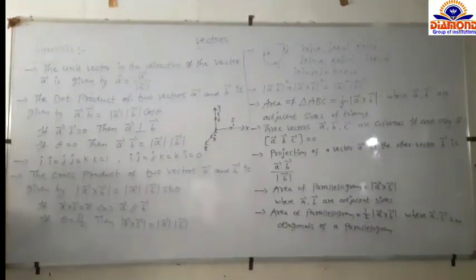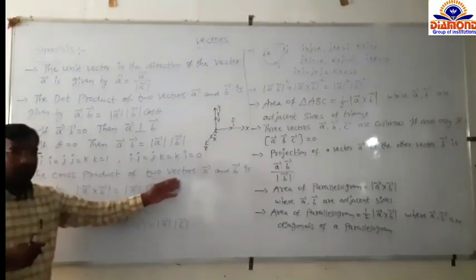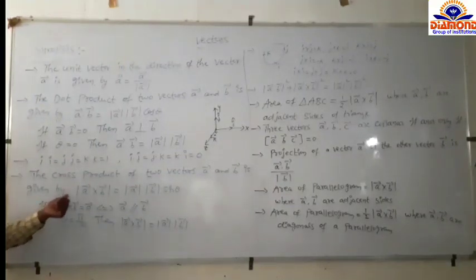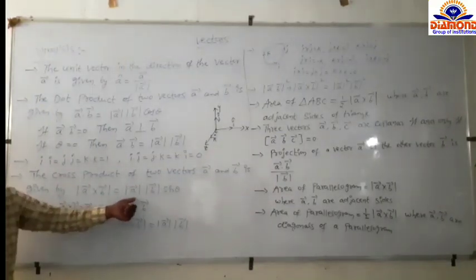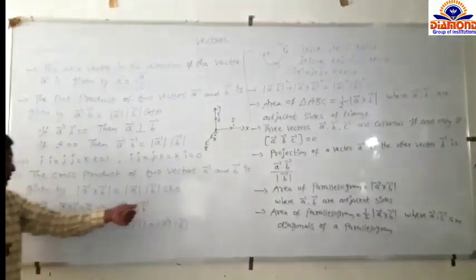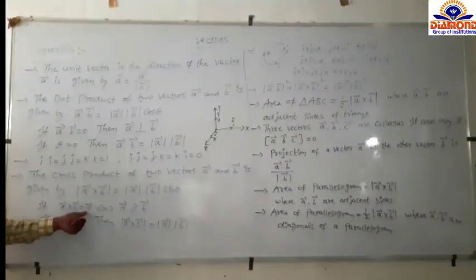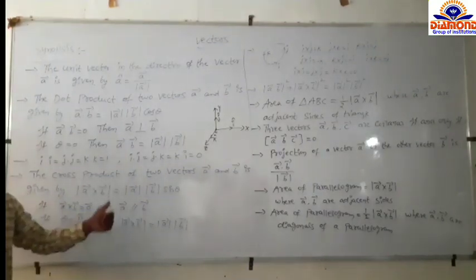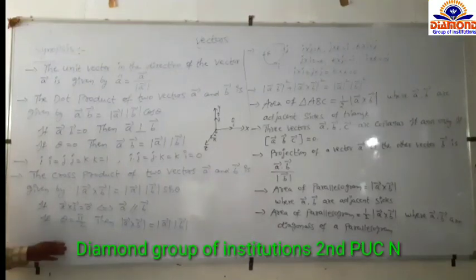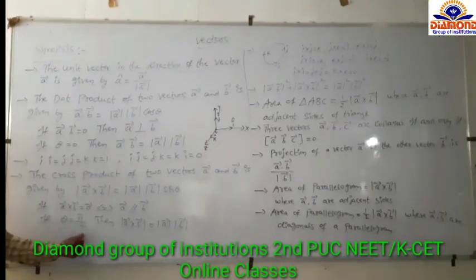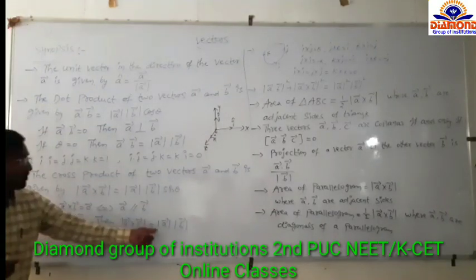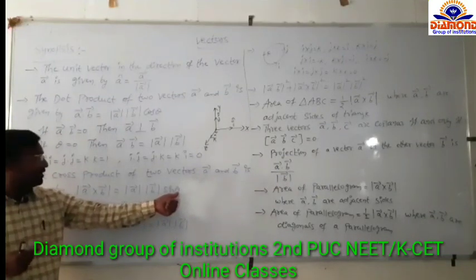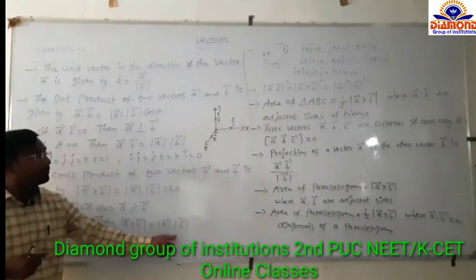Next, cross product. The cross product of two vectors a bar and b bar is given by modulus of a cross b equal to mod a mod b sin theta. So first, if a cross b equal to 0, at that time you say two vectors are parallel to each other. Next, if theta equal to 90 degrees, then modulus of a cross b equal to mod a into mod b. Why? Because sin 90 is 1. That's why you get modulus of a cross b equal to mod a into mod b.